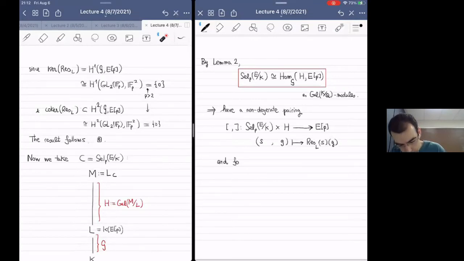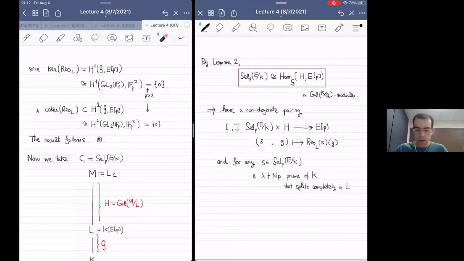For any class in Selmer, and any prime lambda of K that doesn't divide NP, that splits completely in L. We just checked in Lemma 1 that any prime in L sub P will have such a property. So we're going to be using that.